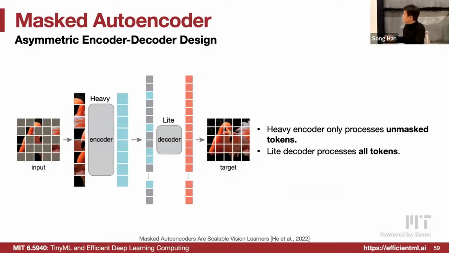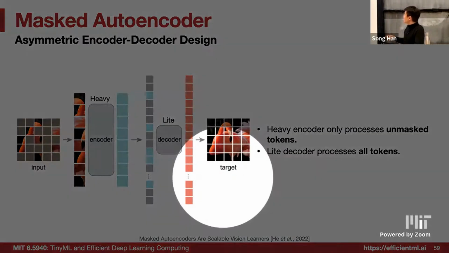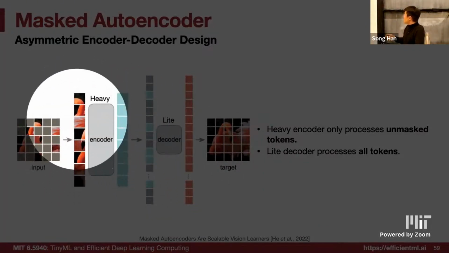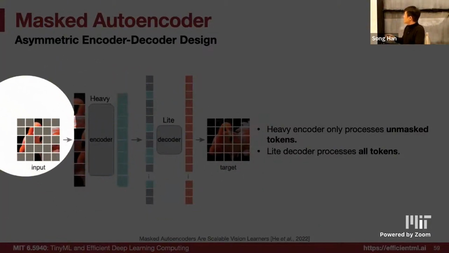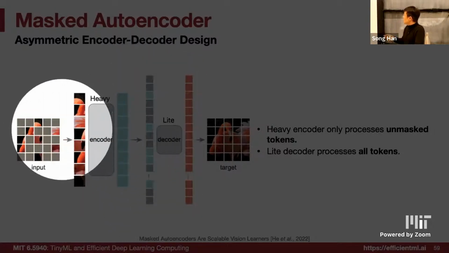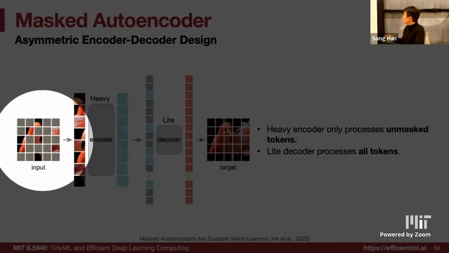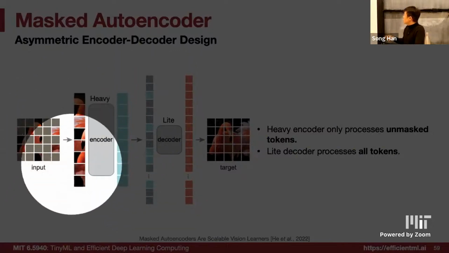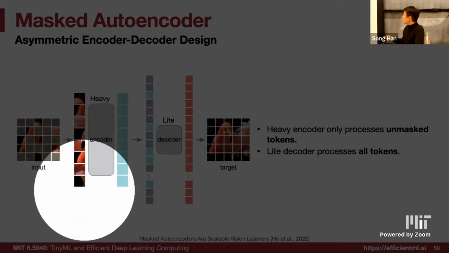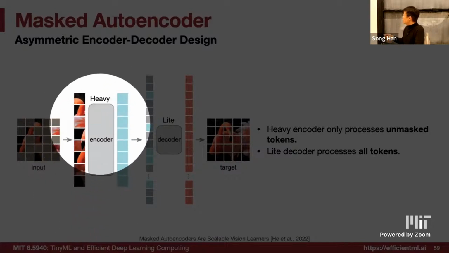Actually, that works quite well. So here we use two encoders. One is a heavy encoder, which processes only the unmasked tokens. So this is a 5 by 5, altogether we have 25 tokens. And here we just have 1, 2, 3, 4, 5, 6, 7, 8. We just have 8 unmasked tokens.